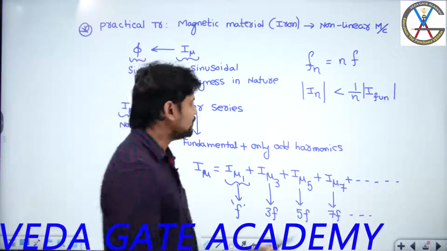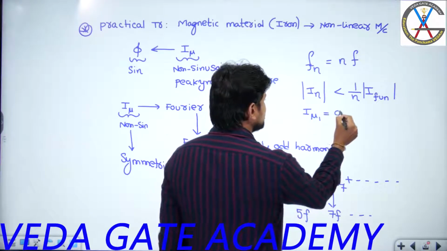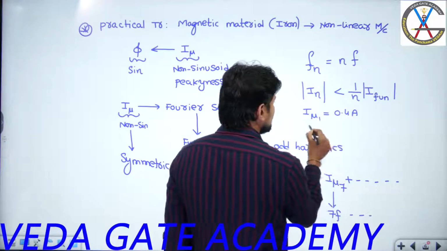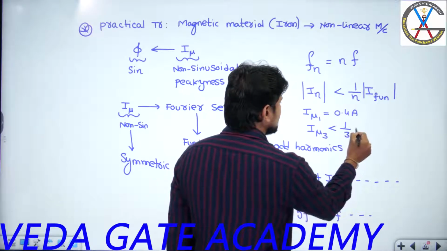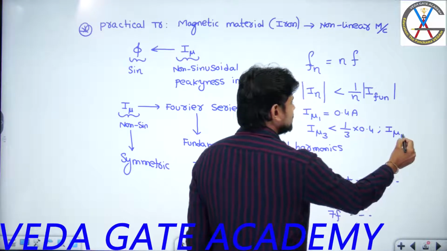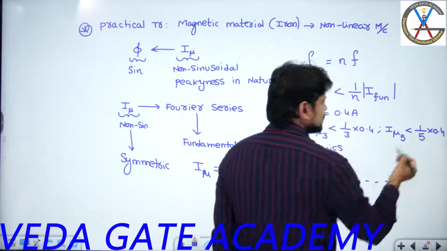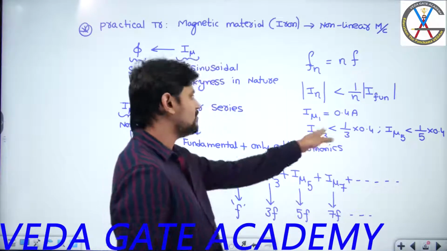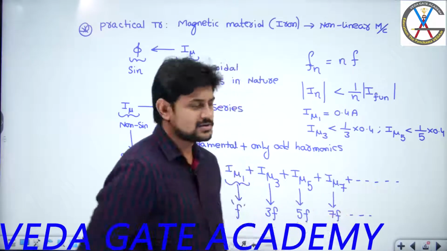Are you following? So if the fundamental magnetizing component of current is some 0.4 amperes, then the third harmonic magnetizing component of current will be less than 1 by 3 times 0.4. Similarly, the fifth harmonic magnetizing component of current will have a magnitude less than 1 by 5 times 0.4, and so on. Almost it will be nearer to that, or precisely speaking, less than or equal to, I can say.